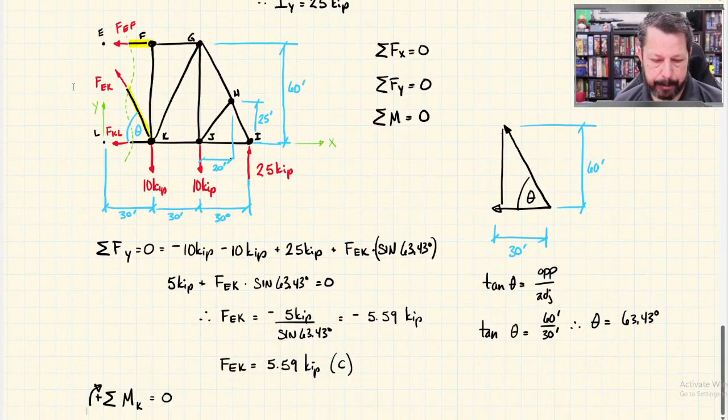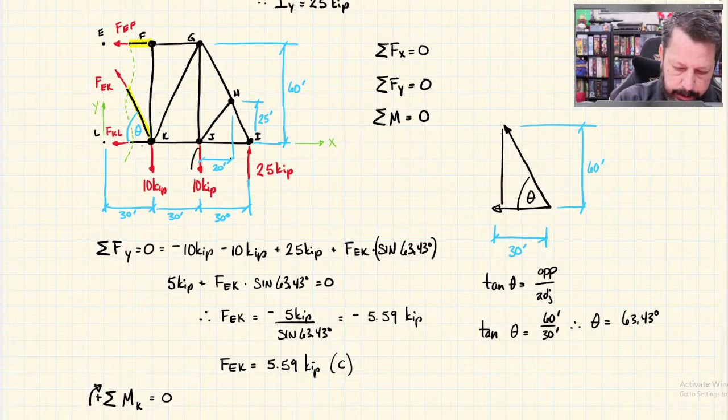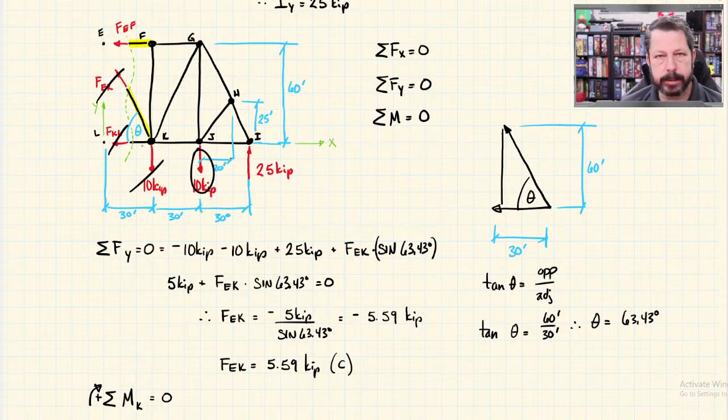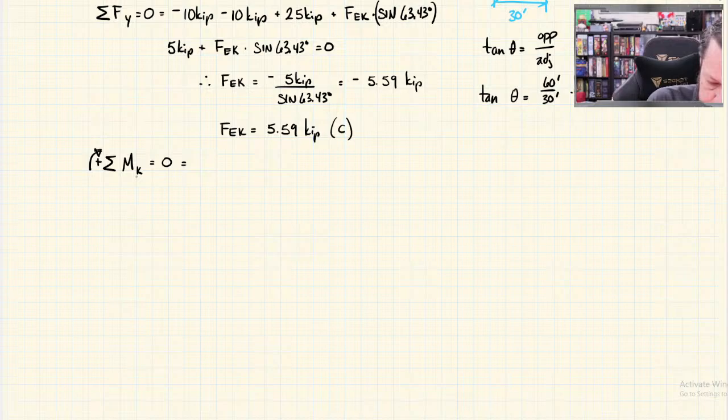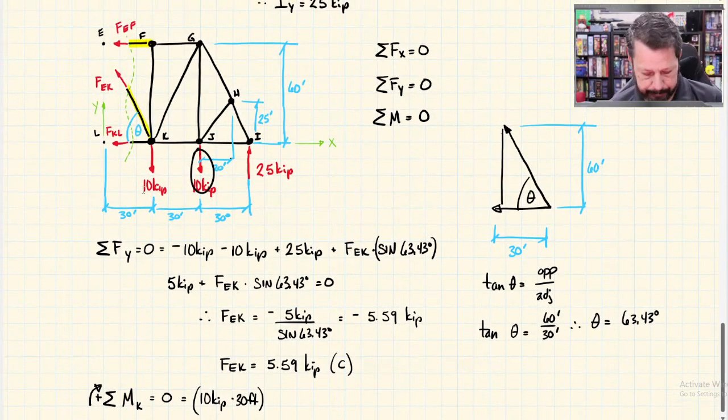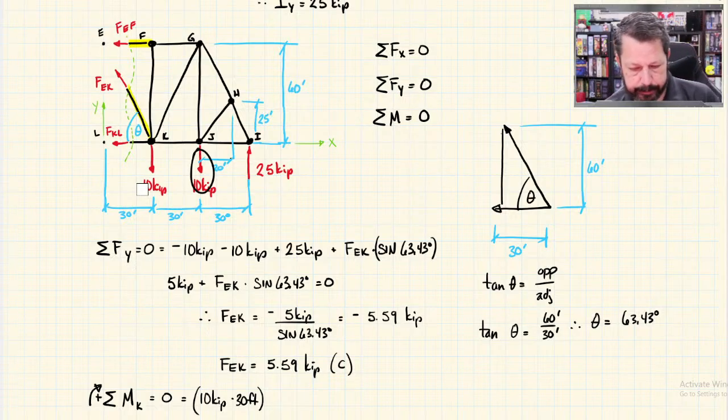And let's just start with this. We've already eliminated this and this. We don't even need those in this equation. So let's start with this 10 kip. It's going clockwise, and it has a 30-foot moment arm between the 10 kip line of action and point K. So 10 times 30 is my problem. 10 kips times 30 feet. Okay, and that takes care of that 10 kip.